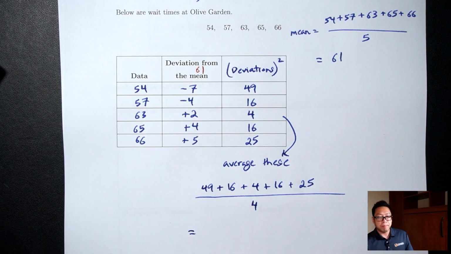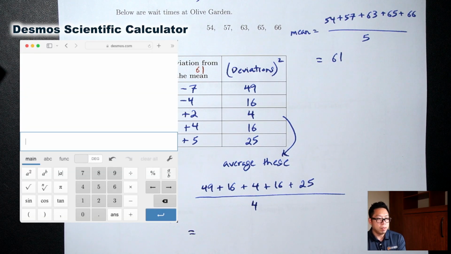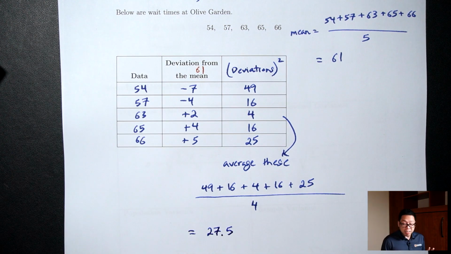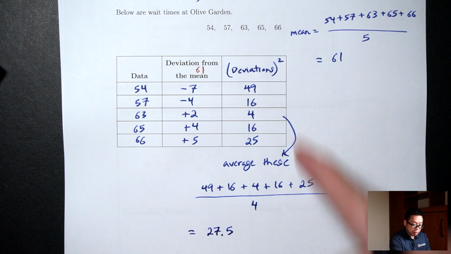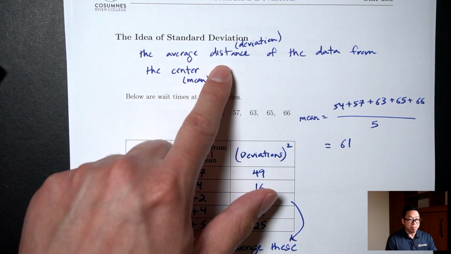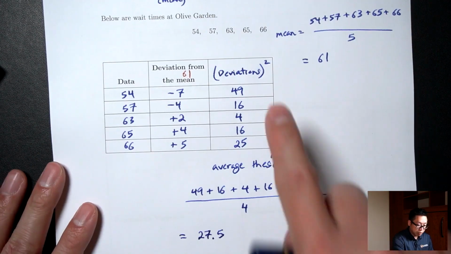Now let's see what this is. Up top, 49 plus 16 plus 4 plus 16 plus 25. On the bottom, 4. We get 27.5. And that's kind of an average of the deviation squared, this last column. Now, what I really want is the average of the regular deviations, not the deviation squared.